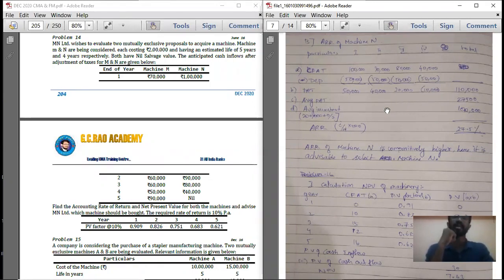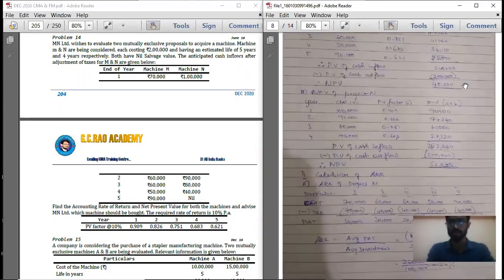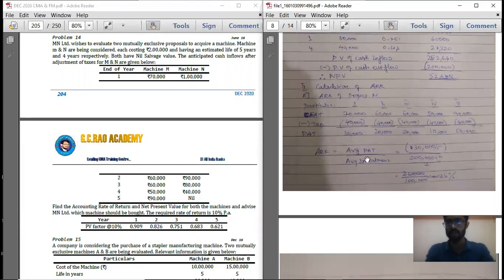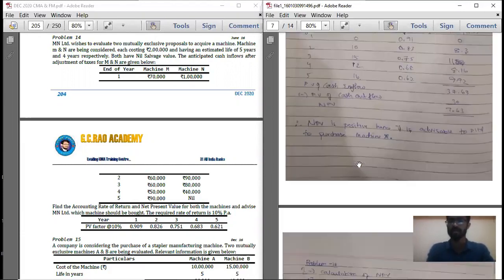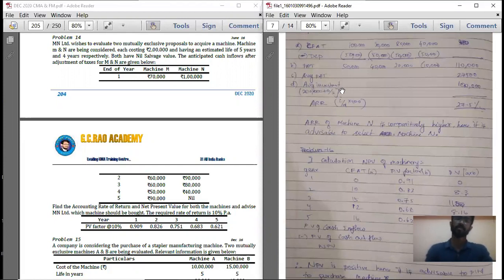So what is the ARR formula? Average profit after tax divided by initial investment into 100. Below that, leave one line gap and take down the formula. Don't use this format; it's suggestible to use this old format itself. ARR is equal to average PAT divided by initial investment into 100.